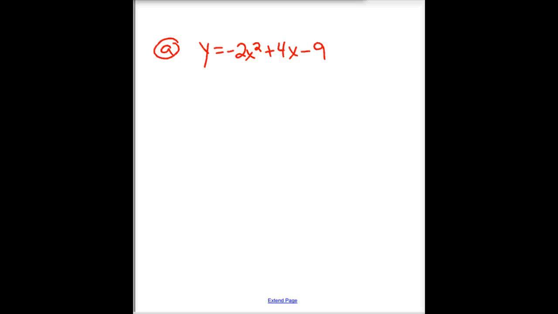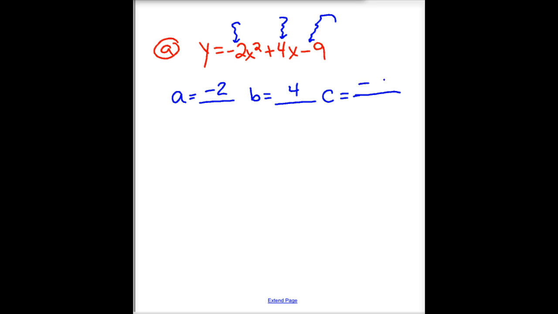So on the back of your sheet, it says you need to identify A, B, and C before you are allowed to begin. A is what's in front of the x squared, B is what's in front of the x, C is this constant tailing at the end, and it's not actually a plus 9, it's a minus 9. So now we've got all our key players. To find the vertex and the axis of symmetry, I use this formula, and you need to write it down when you're using it, or I'll be sending you back.